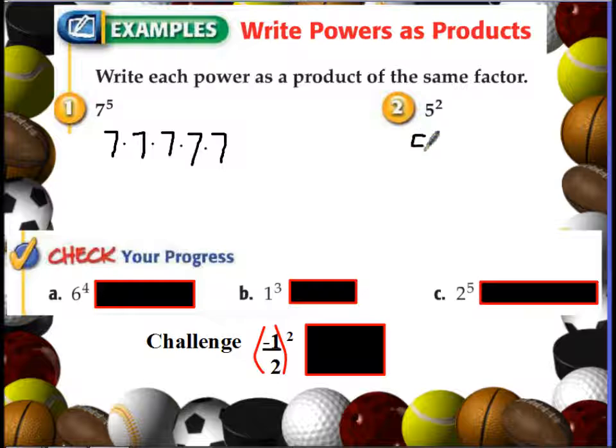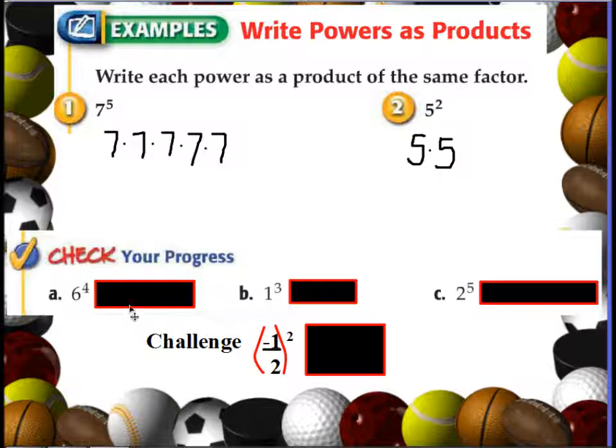Same thing with the second one. 5 to the 2nd power would be 5 times 5. Never, ever multiply the base times the exponent. 7 times 5, don't do it. 5 times 2, don't do it. You'll get the wrong answer. It's very tempting, and it will happen, but I am here to tell you not to do that.